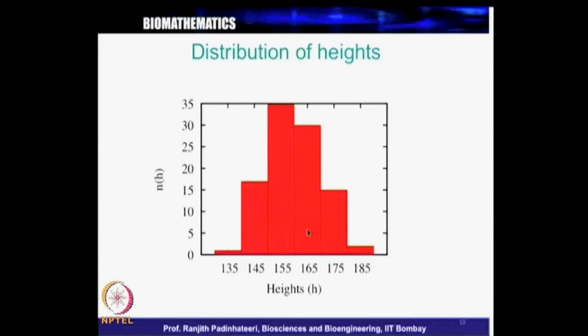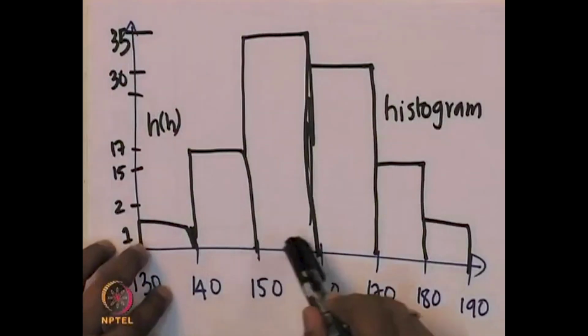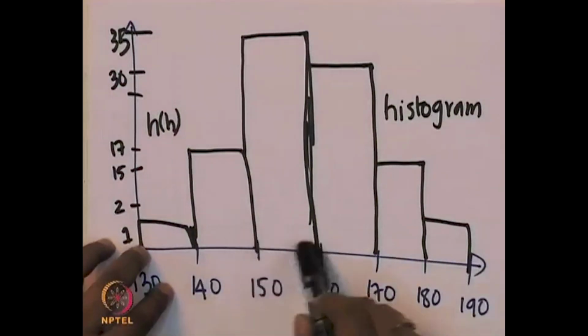But is this an accurate representation? In some sense, it is not very accurate. Why? Because there are students with 130, 132, 133 heights, and we put them all in one range. We do not distinguish between students having 139 and 131 centimeter height, or between 151 and 159, which are all in the same range.